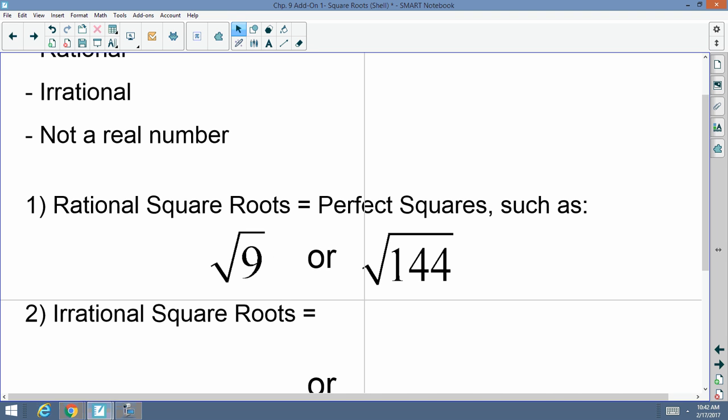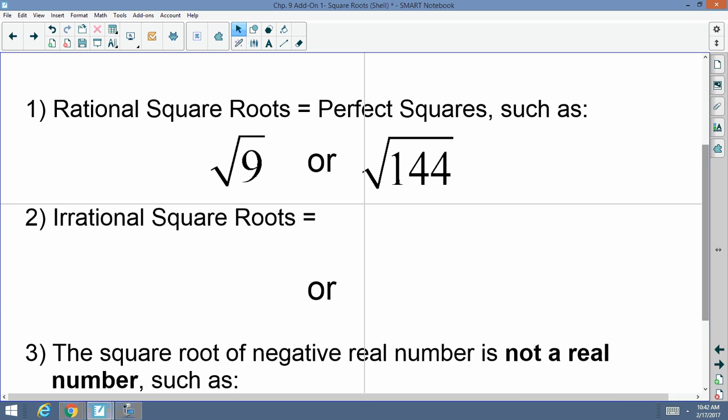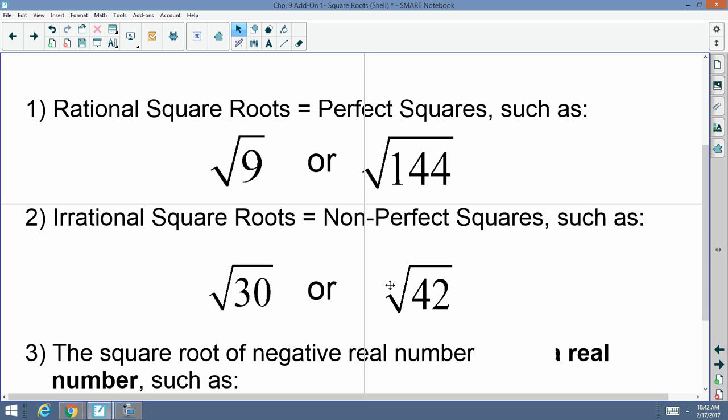If you recall, we said rational numbers are numbers that can be written in fraction form A over B, and they include whole numbers, natural numbers, integers, fractions, mixed numbers, perfect squares, terminating and repeating decimals. An irrational square root, guys, I'm sure you guessed it already, is a non-perfect square, such as square root of 30 or square root of 42. So rational square roots are perfect squares. Non-perfect squares are irrational square roots.